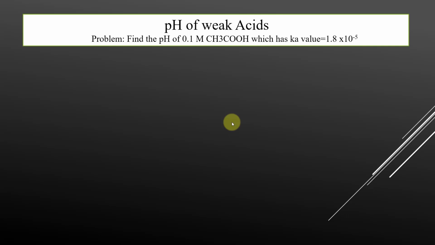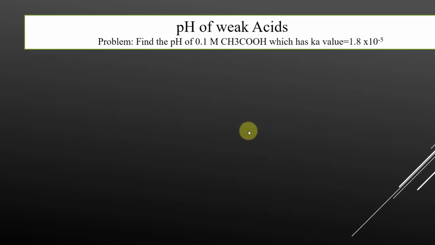Dear students, in today's video, we will calculate the pH of weak acids. Let me demonstrate this by solving this problem that you can see on your screen. Find the pH of 0.1 molar CH3COOH, which has Ka value 1.8 into 10 to the power minus 5.